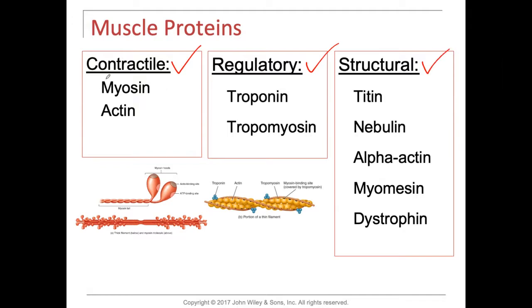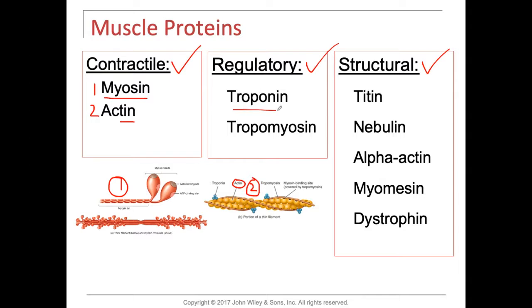The contractile proteins, the two biggies, are going to be actin and myosin. Actin is thin. Myosin is thick. So I'll label this here. Number one, this is myosin. And over here, number two, this is actin. You can see actin here.